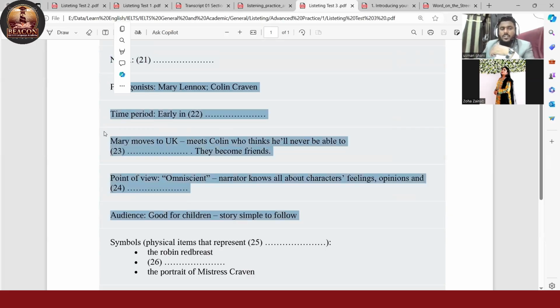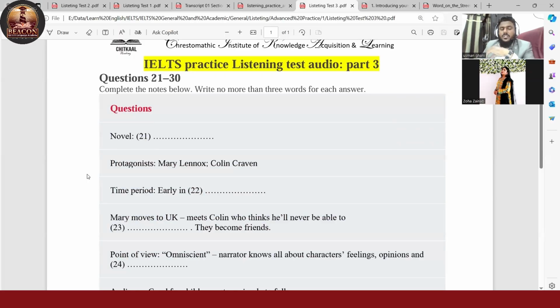Now I'll tell you how to read the question first of all, because if you understand the question exactly, you understand the answer 50%. Understanding the statement of the question is very crucial. For example, only 3 words. That is something I have to focus on. And the second one is I have to understand the nature of the question. For example, question number 21 is novel. So what do I have to give over here as an answer?